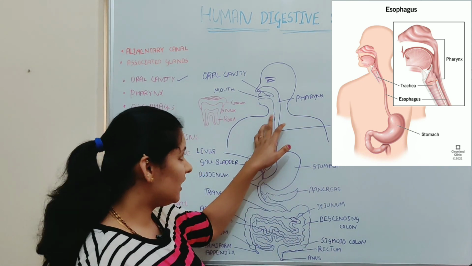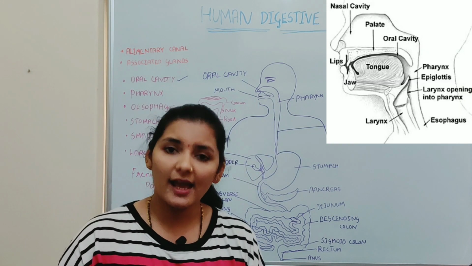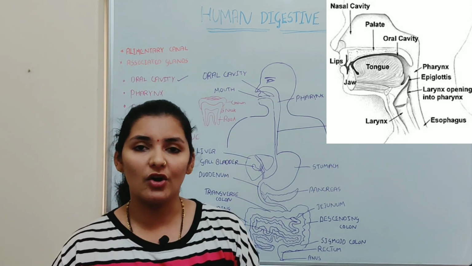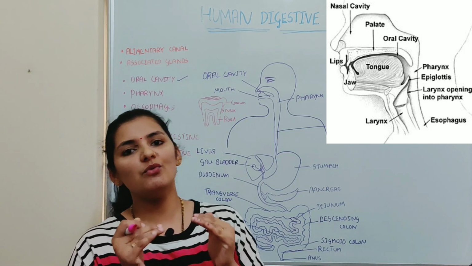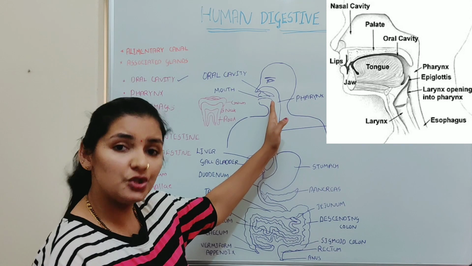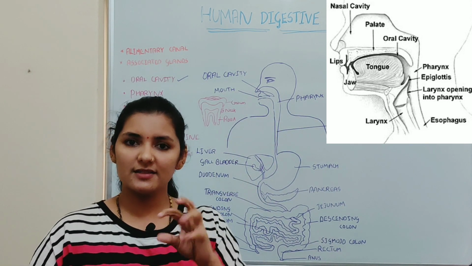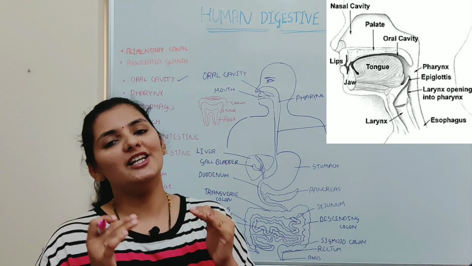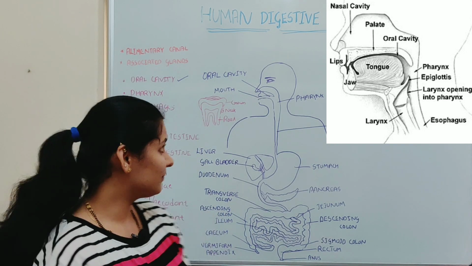That is, trachea and esophagus open into pharynx. Pharynx has a cartilaginous flap-like structure called the epiglottis. With the help of this epiglottis, it prevents the entry of water and food into the trachea. During swallowing, the epiglottis covers the glottis part. Glottis is the opening of the trachea. So it covers the glottis, thereby preventing the entry of food and water into the trachea.